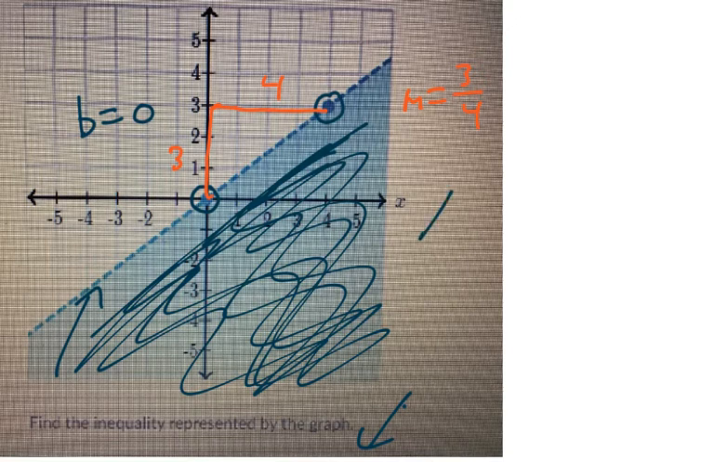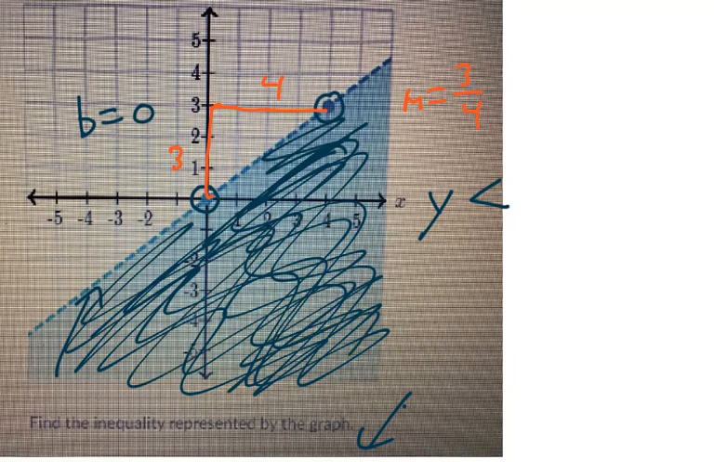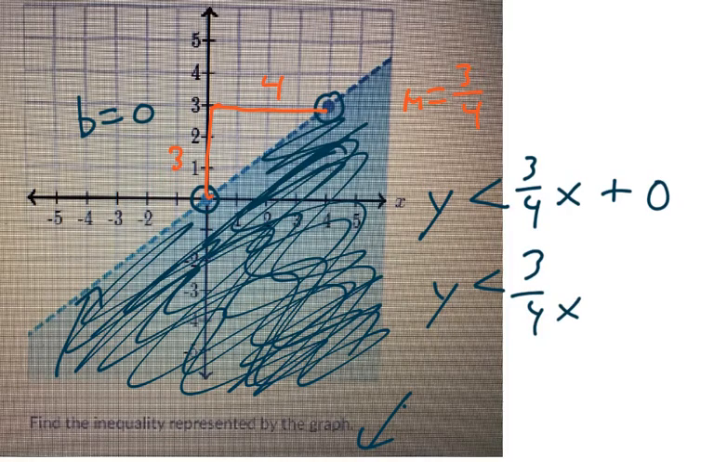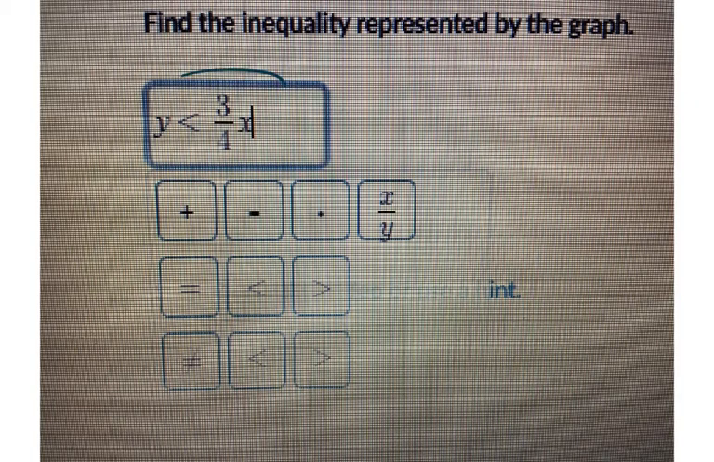You're going to say, okay, I know the equation is going to be y. It's going to be less than because of the dotted line, and I want to be smaller than, or underneath, the line. And my slope is 3/4 x plus b, which is 0. So, of course, we don't have to write the 0. So y is less than 3/4 x. Now, as you can see, that's what I typed in there.